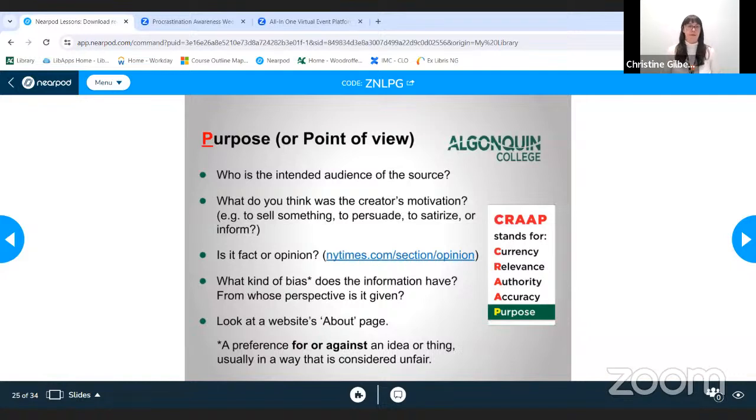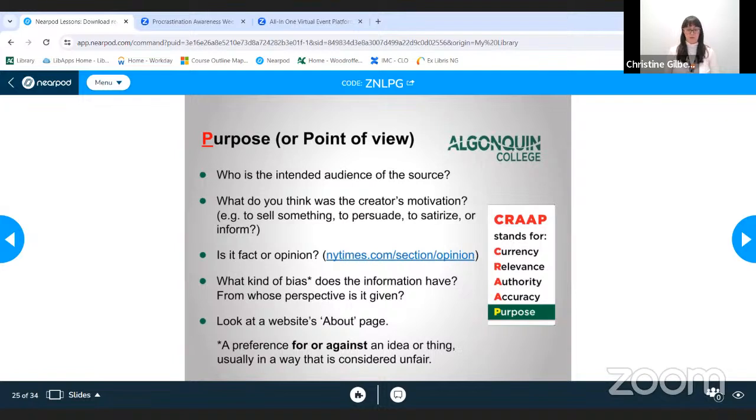And at P, purpose or point of view. So who is the intended audience of the source? Is it for professionals and students or for the general public? What is the author's motivation? Does the source attempt to sell a product or persuade you or to inform you?